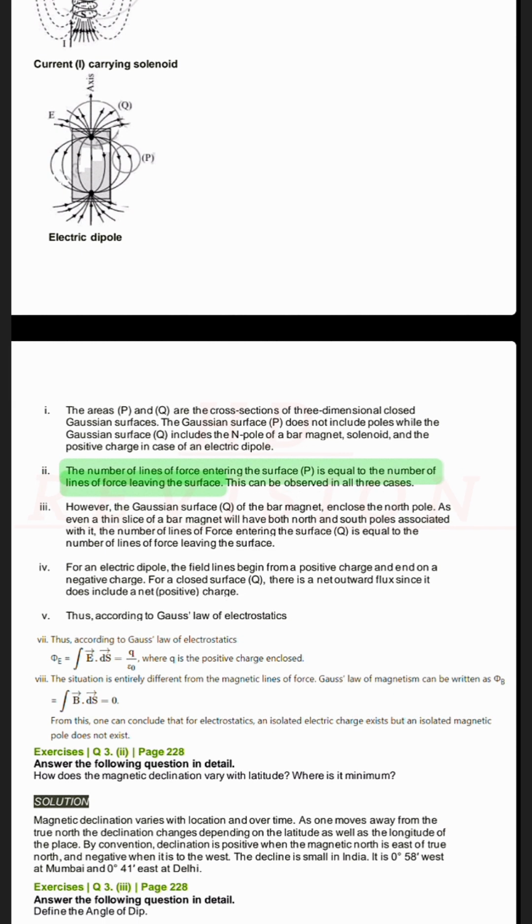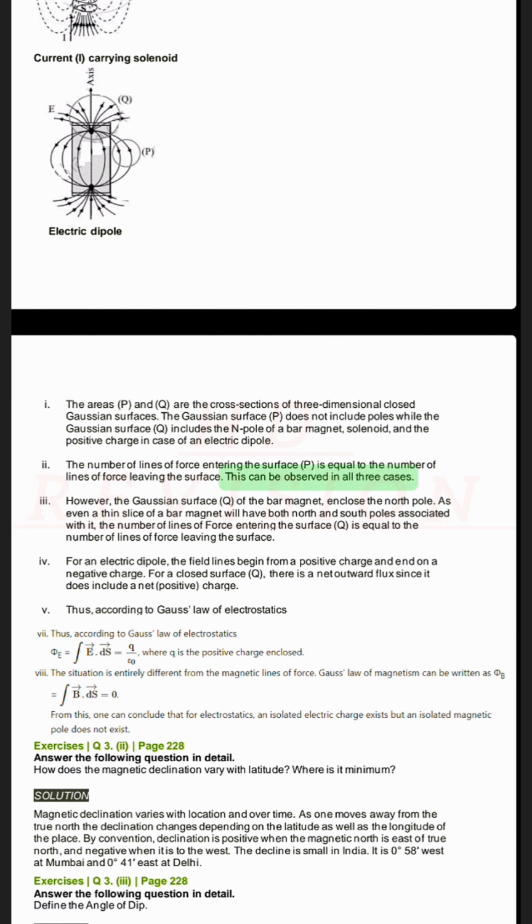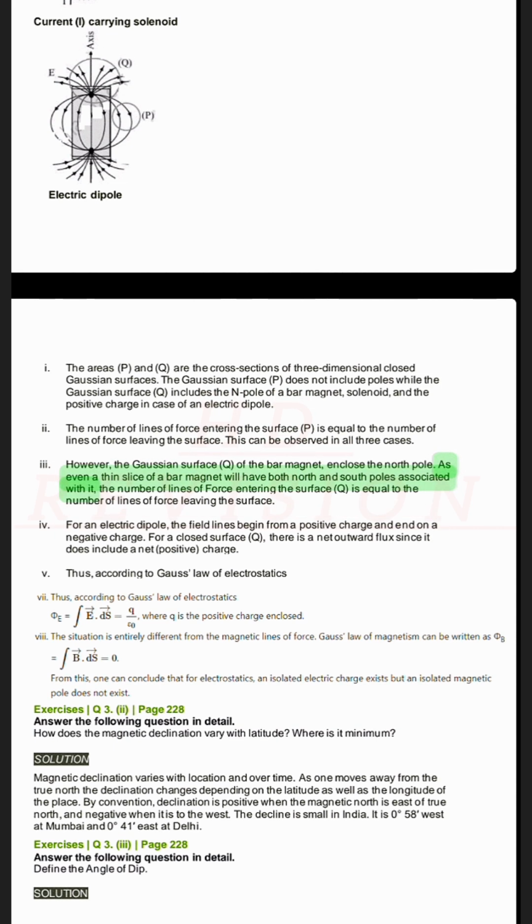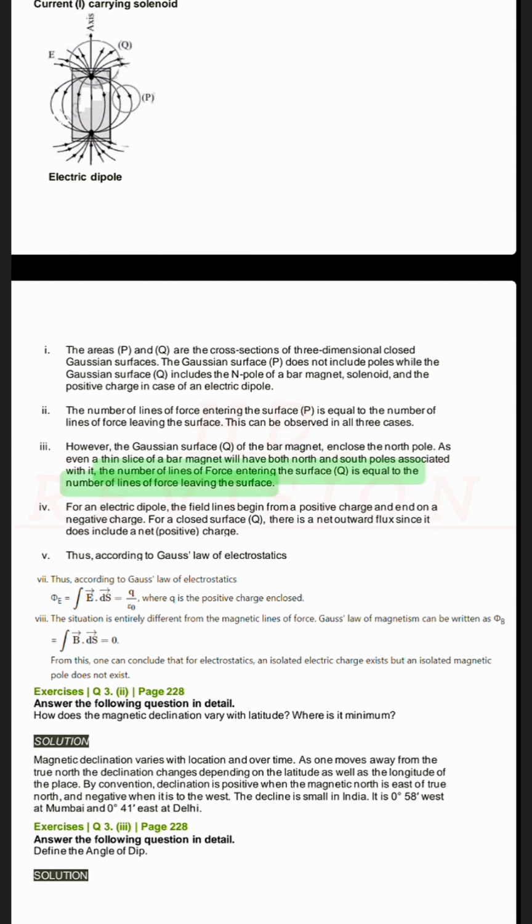The number of lines of force entering the surface P is equal to the number of lines of force leaving the surface. This can be observed in all three cases. However, the Gaussian surface Q of the bar magnet encloses the north pole. As even a thin slice of a bar magnet will have both north and south poles associated with it, the number of lines of force entering the surface Q is equal to the number of lines of force leaving the surface.